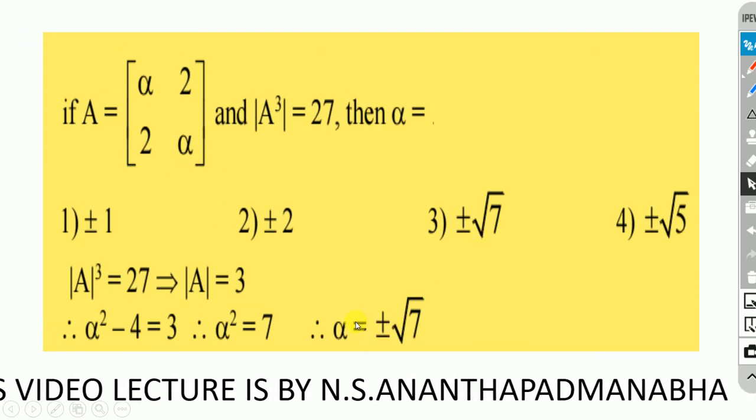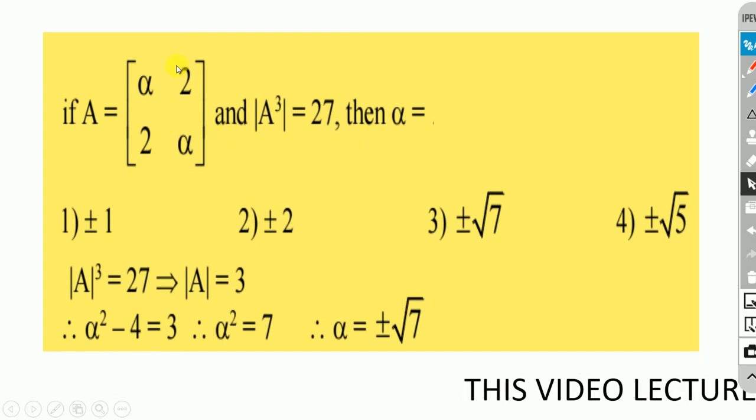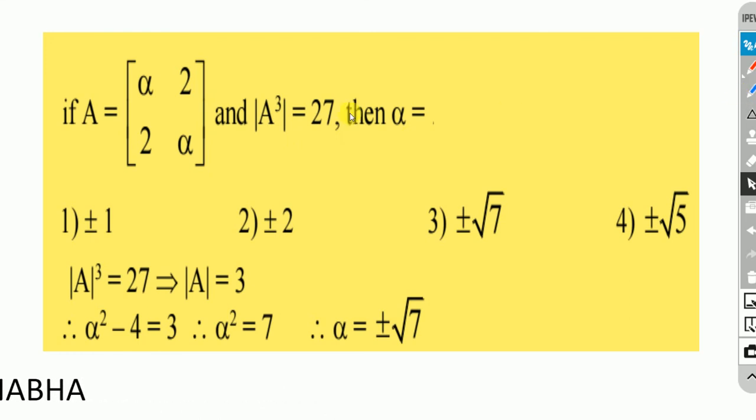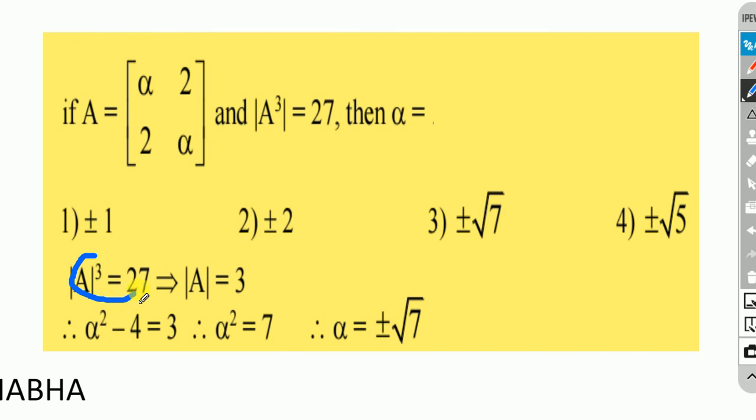If the matrix with entries alpha, 2, alpha is of order 2 cross 2 and determinant of A cube is 27, then alpha is equal to? Option 1 is plus or minus 1, plus or minus 2, plus or minus root 7, and plus or minus root 5. Now determinant of A cube is 27 is given, and therefore determinant of A is 3, taking the cube root here. Determinant of A is equal to 3.